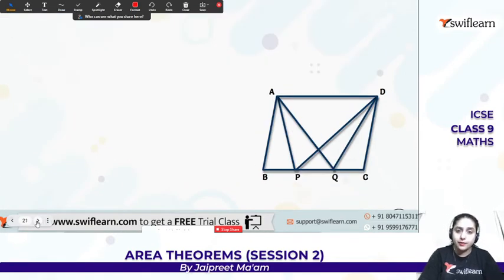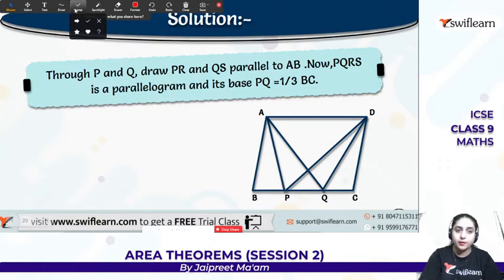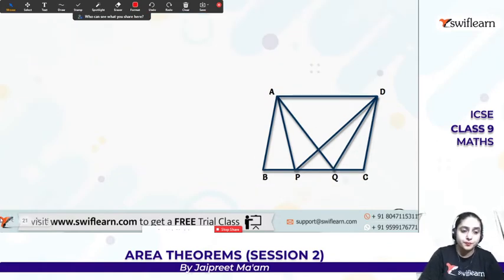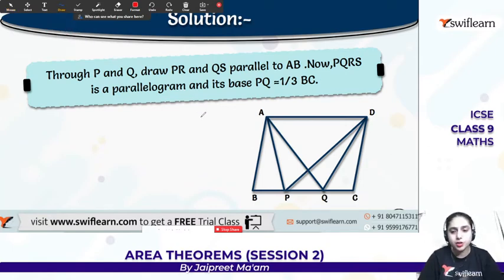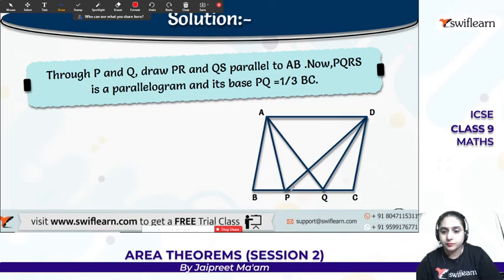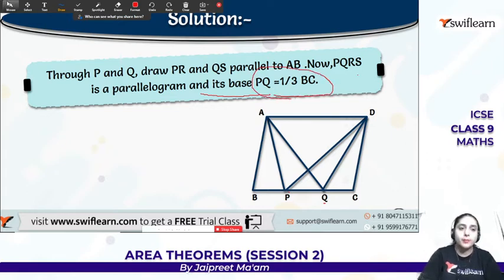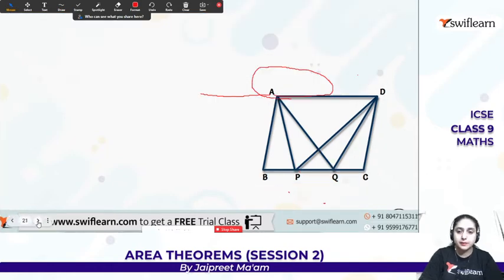First of all, we will check what's given. It's given that P and Q are points on BC, right? So we will do some construction. We will draw PR and QS parallel to AB. Now PQRS is a parallelogram and its base PQ is equal to 1/3 of BC. Let's see.